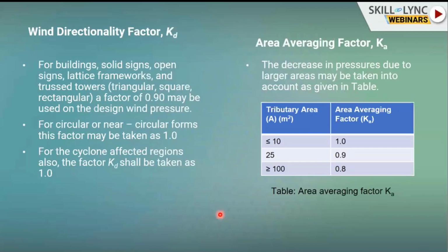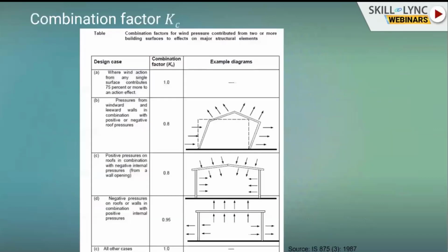KD is the wind directionality factor. Depending on whether you have a building with a large surface area, or a circular building, or different tributary areas that are exposed to wind, you have different KD factors. And then the second factor, the KC factor, takes into account different combination effects of the wind. It's not just the wind acting on one side; it takes into account the combined effect of windward and leeward, or positive and negative pressures. So you have this KC factor that you have to follow as well.